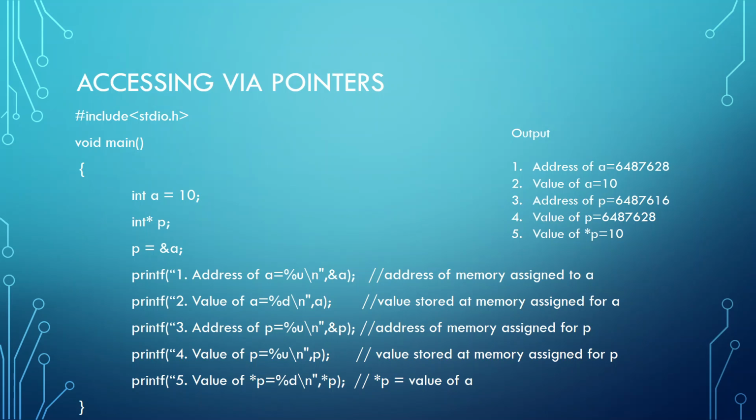Here you can see address of a is this one, value of a is this one, and all of this. So here you can see value of p and address of a are exactly the same. Value of a and value of star p are exactly the same. Address of p is another value, another memory address. So I hope things are clear now.